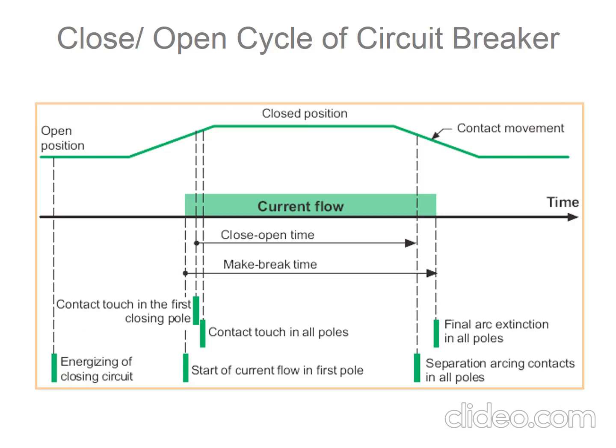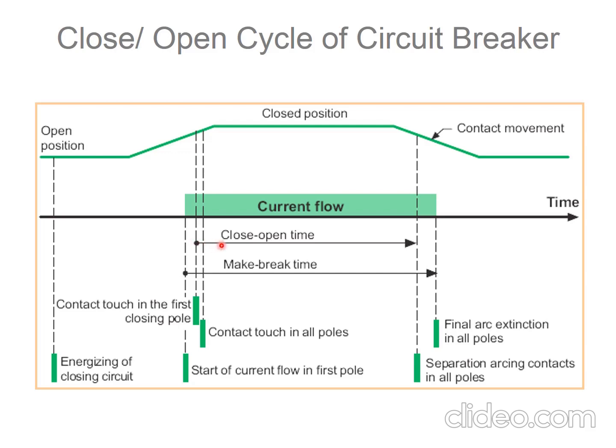This is from the open position to the close position of the CB. We can see here the energizing of the closing circuit. This is the open position of the circuit breaker, and then contact touch in the first closing pole. Contact and start of current flow in the first pole, when the contact touches the first closing pole, and then contact touch in all poles here, and the circuit breaker starts to close.